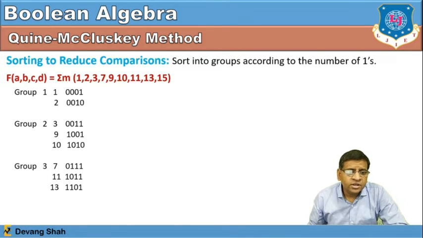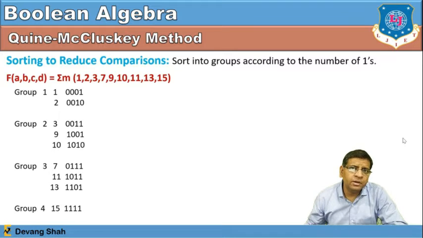So here, group number 3 has 3 ones in a sequence, and group number 4 has 4 ones in a sequence. Now you have to arrange this in a table. That's why this is a kind of tabulation method, right?